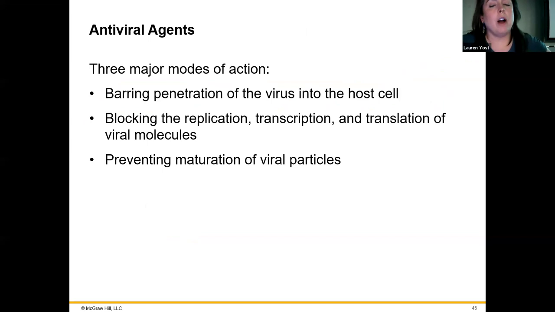We're either going to block the virus from getting into the cell, block it from building its parts, or prevent it from maturing. So that's like if it's budding out, like clipping its little body off, or whatever it is that it needs to do to form its little viral particles, okay? So those are the three ways we can target them.